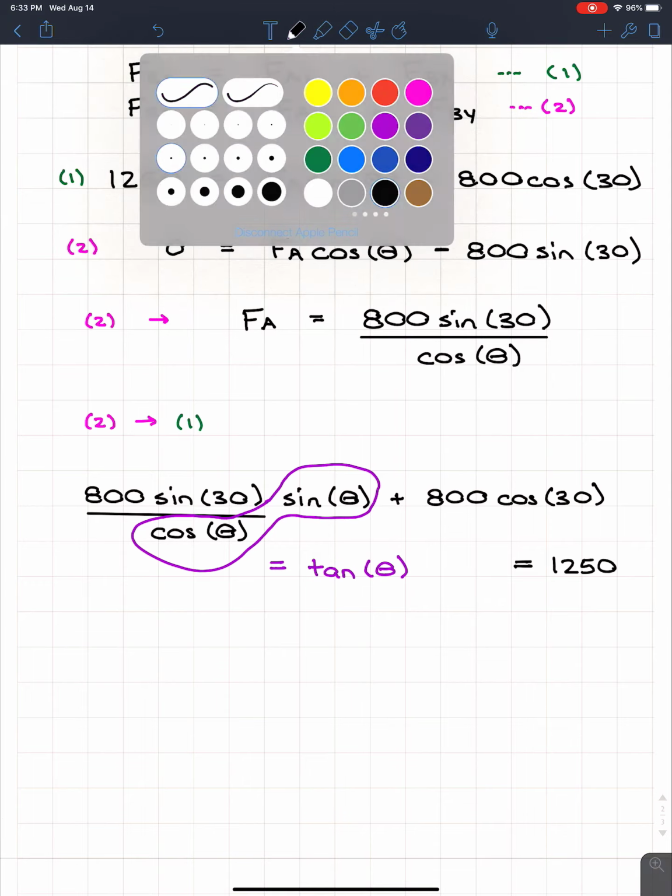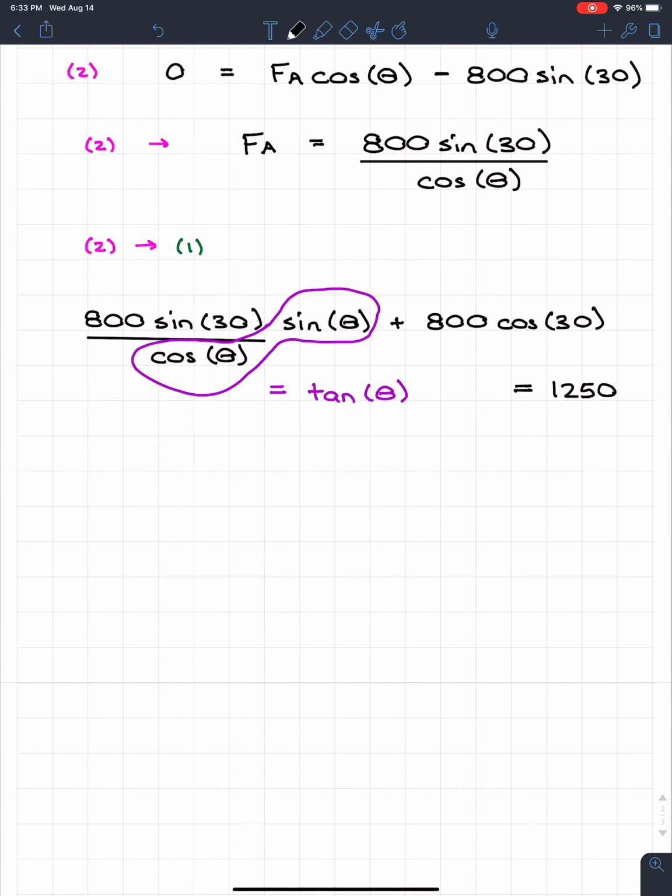So if we were to sub tangent of theta into this, what we'll get in the end is 800 times sine of 30, plus, oh, sorry. I forgot a little part. I forgot the part I wanted to show you. Times the tangent of theta plus 800 times cosine of 30 is equal to 1250. So now we look at the equation. We only have one unknown term, and that right there is the tangent of theta.